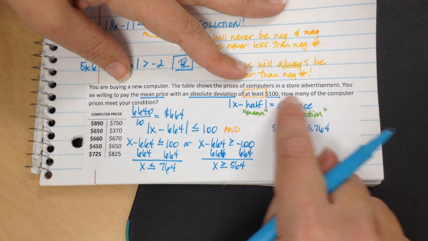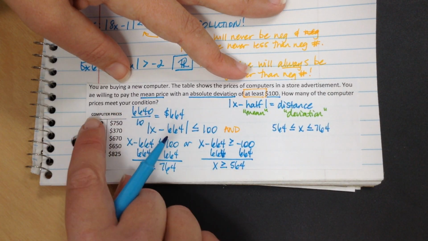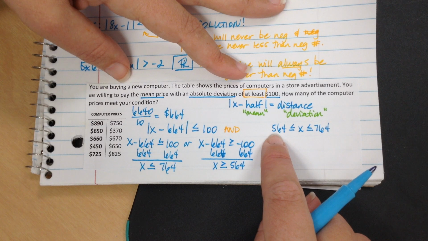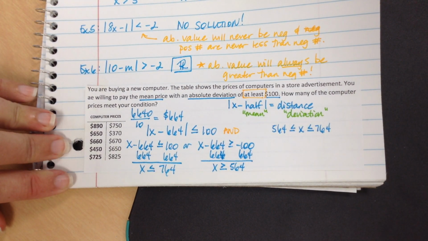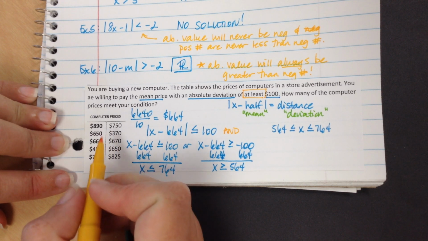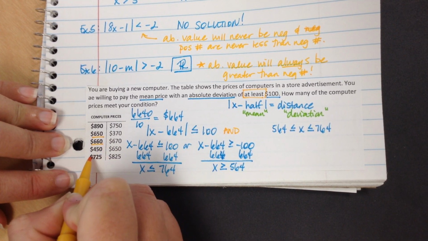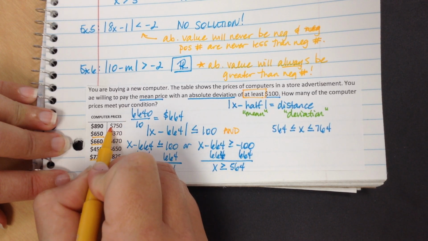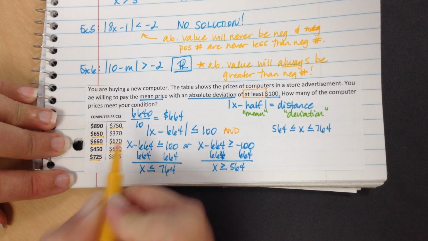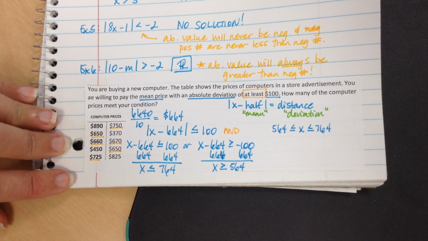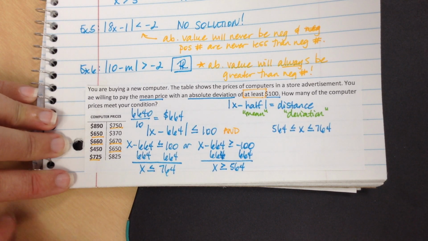The original question is, how many of the computer prices meet your condition? So how many of these prices are between $564 and $764? Well, I've got one here, one here, one here. One at $750, $670, and $650. 6 different computers meet the condition.